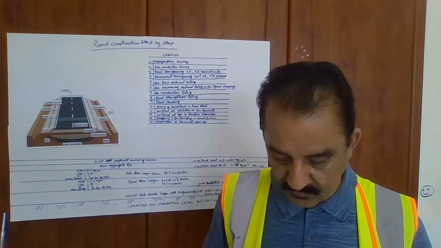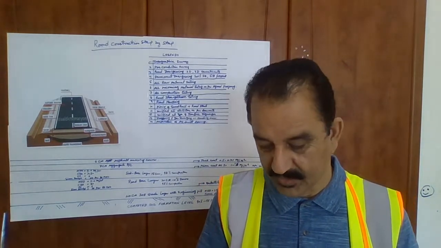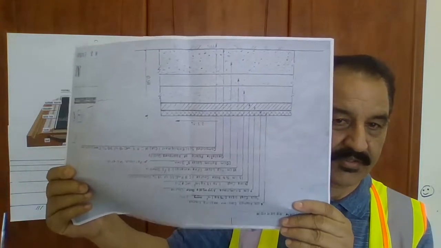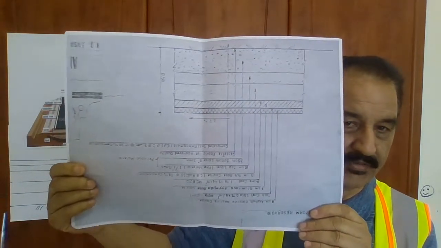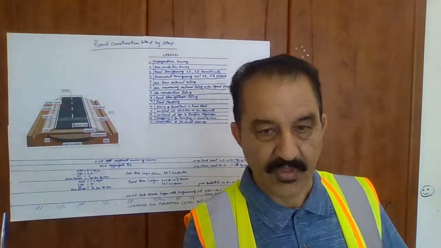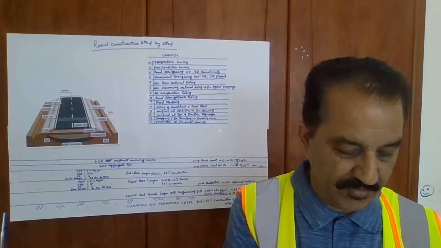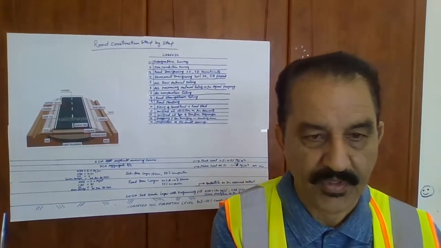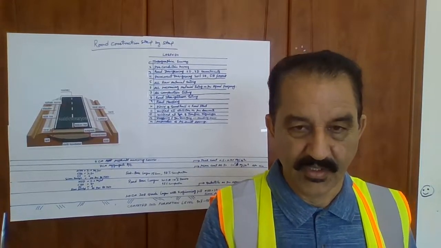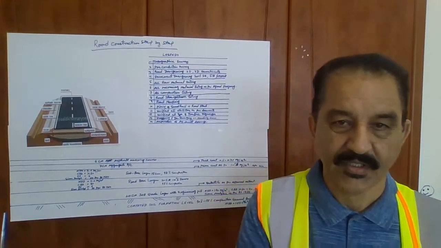So, road construction, there are many steps, and we will discuss cutting to the approved cross section and what stages are coming. We will also discuss the material and designing and whatsoever it is.